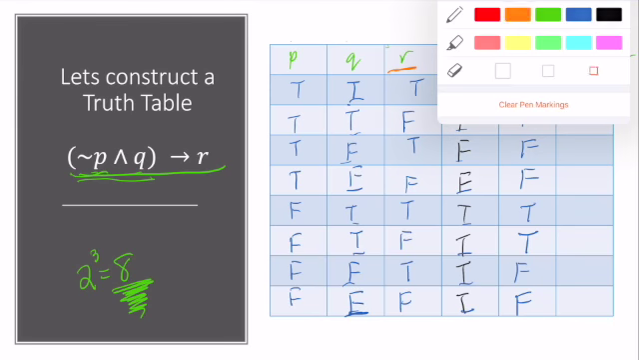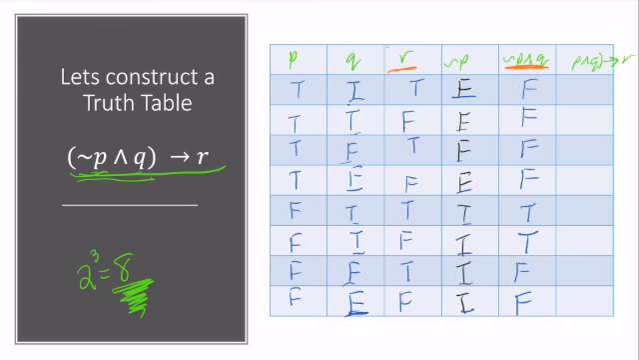not P and Q implies R, and this little negation symbol should have been inside. Sorry about that. So remember, implication is only false if my hypothesis is true and my conclusion is false. So here I have false implies true, which is true. False implies false, which is true. Sorry, false implies false is true.